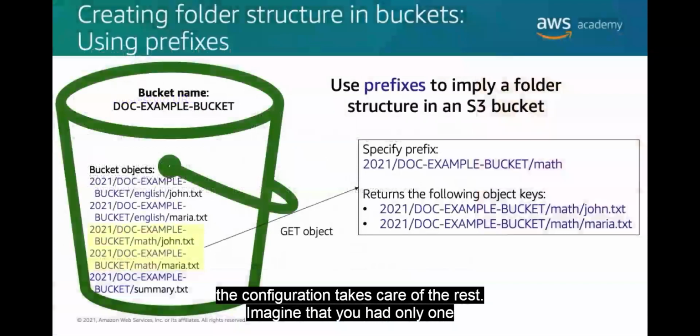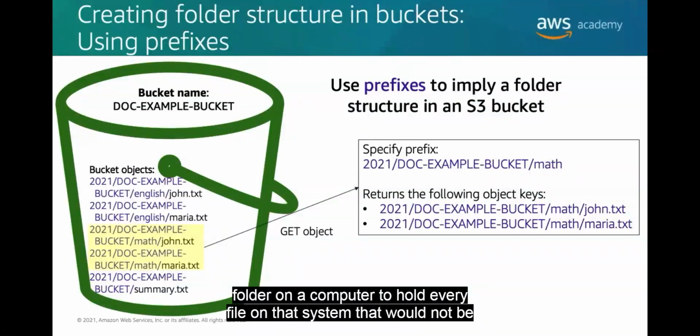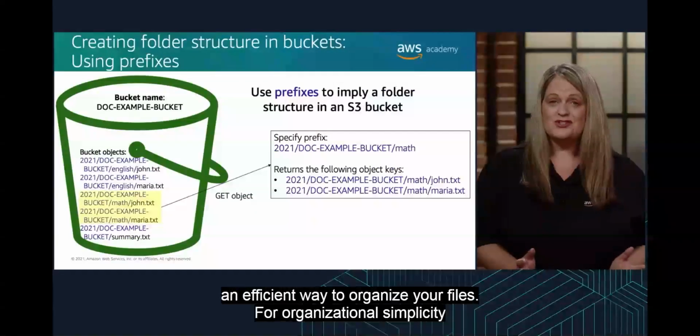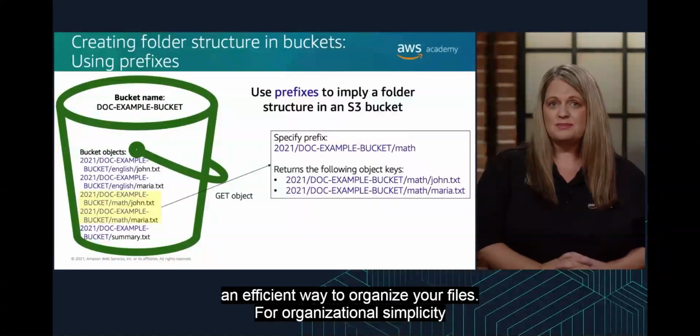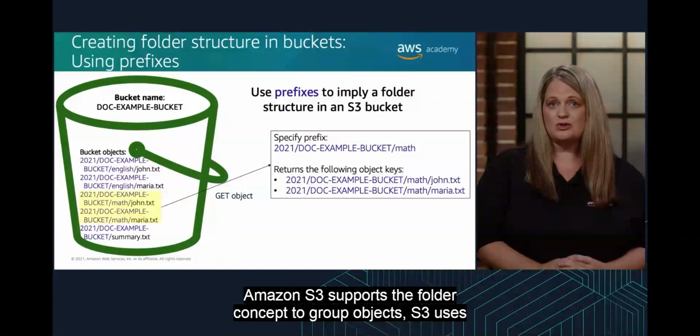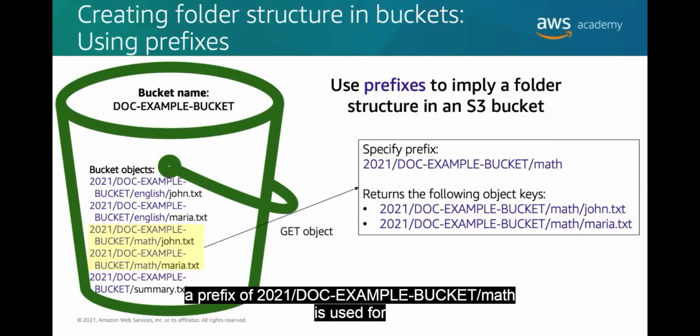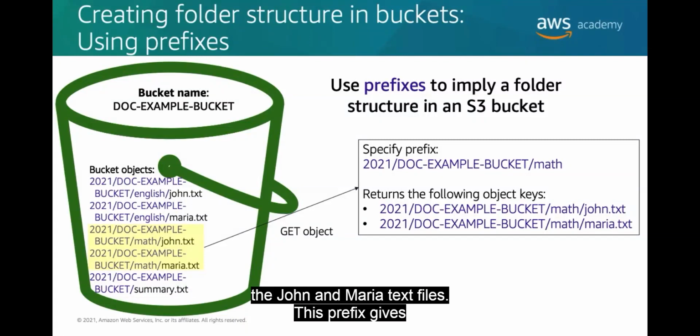Imagine that you had only one folder on a computer to hold every file on that system. That would not be an efficient way to organize your files. For organizational simplicity, Amazon S3 supports the folder concept to group objects. S3 uses prefixes to imply folder structures. In the example, a prefix of 2021/doc-example-bucket/math is used for the John and Maria text files. This prefix gives an implied folder structure.